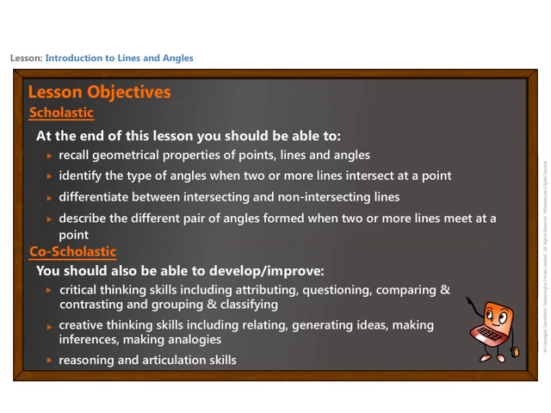At the end of the lesson, you should be able to recall geometrical properties of points, lines, and angles. Identify the type of angles when two or more lines intersect at a point. Differentiate between intersecting and non-intersecting lines. Describe the different pair of angles formed when two or more lines meet at a point.